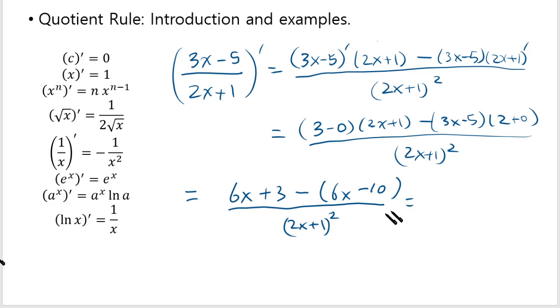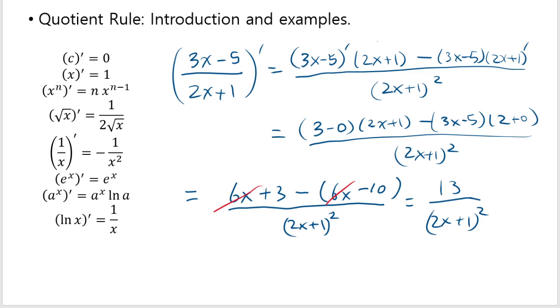And finally, what's that? 6x will cancel, right? So these two will cancel because it's minus. And then minus minus is plus, so it's 3 plus 10, which is 13 over 2x plus 1 squared, okay? So that's how you use the quotient rule.